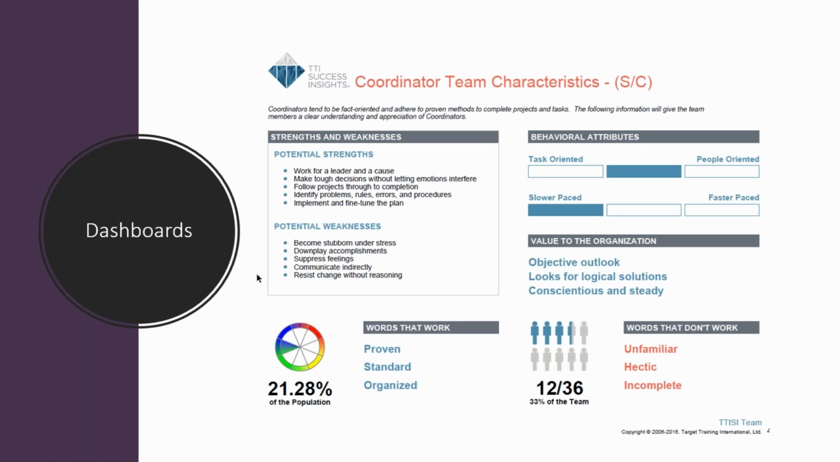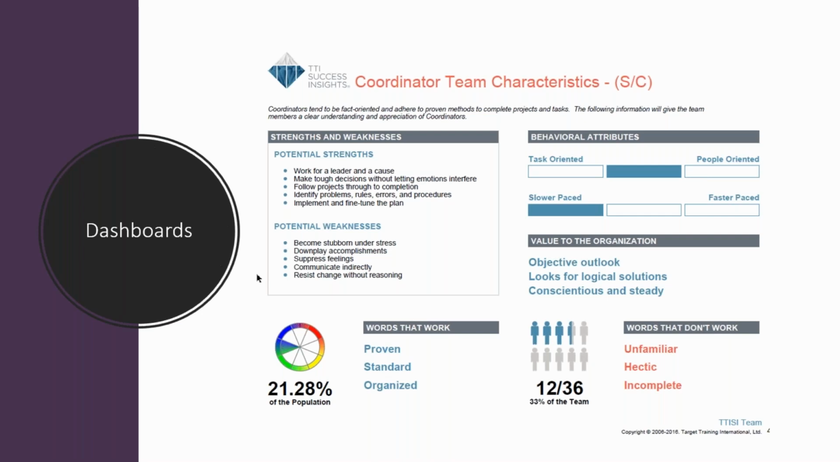And because they are on the left side of the wheel, as you can see here, they're going to be a little bit slower paced than if they were on the right side of the wheel, which makes them faster paced. And then it gives you the words that don't work with these people. Coordinators like to hear things like, this is proven, this is going to be easily done, it's validated, it's going to be organized. And so those are setting off lights in their neurons.